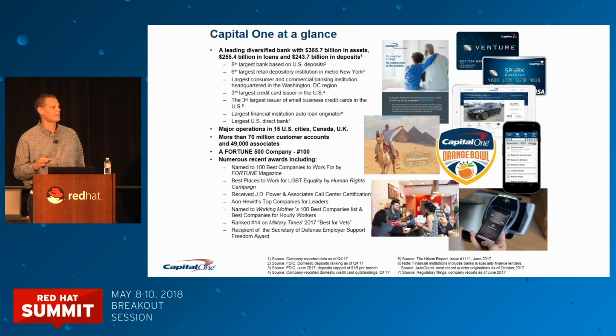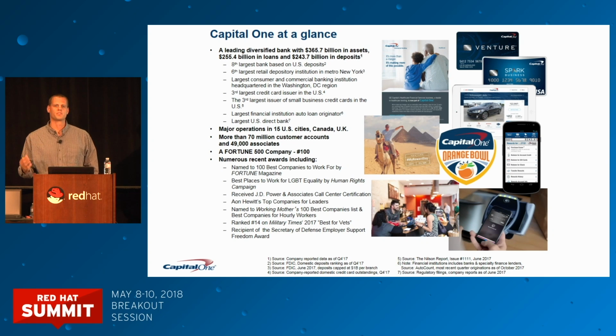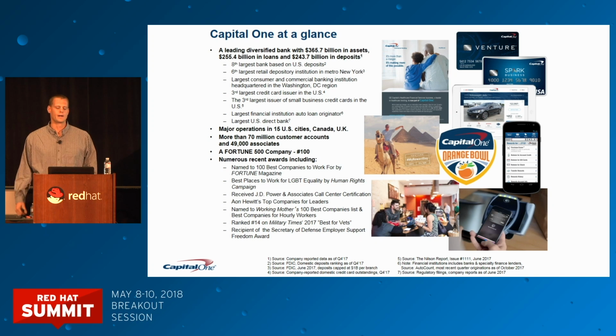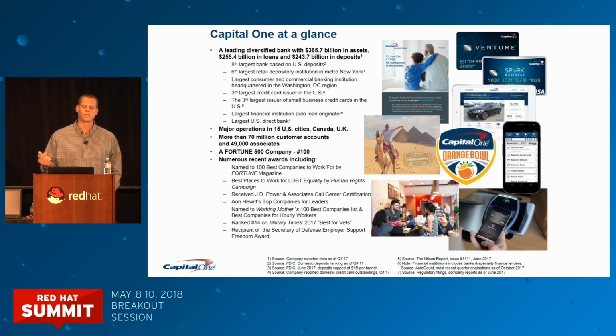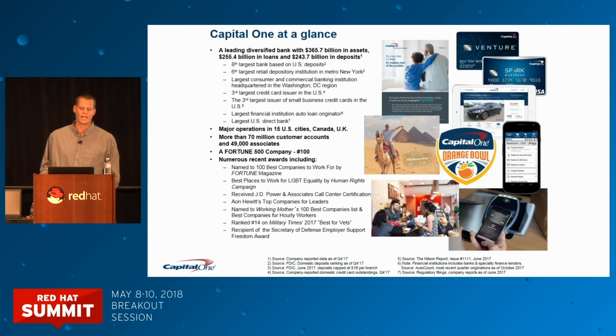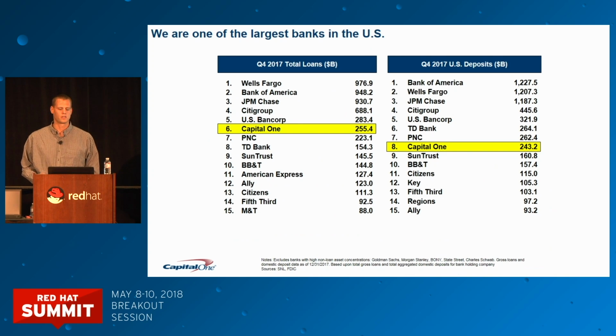So a couple quick facts about Capital One. We're a leading diversified bank. We have major operations in the U.S., in 15 different cities. We have an office actually right next door to the South Building. Also New York City, Plano, Texas, Chicago. McLean is our headquarters in Virginia, and also Richmond. We have about 70 million customers and around 49,000 associates. And we've been honored to win several awards from the Fortune 500 list.